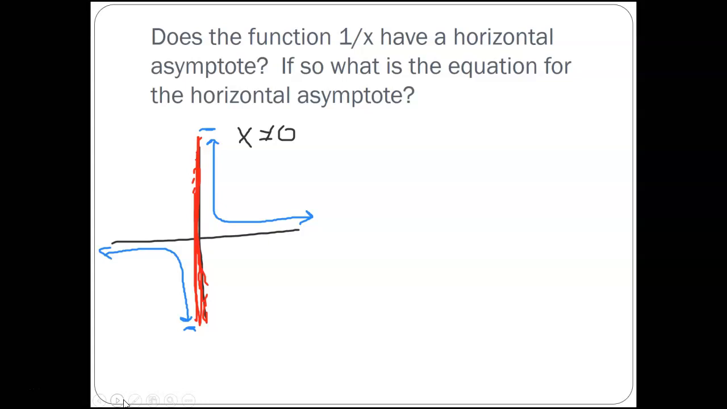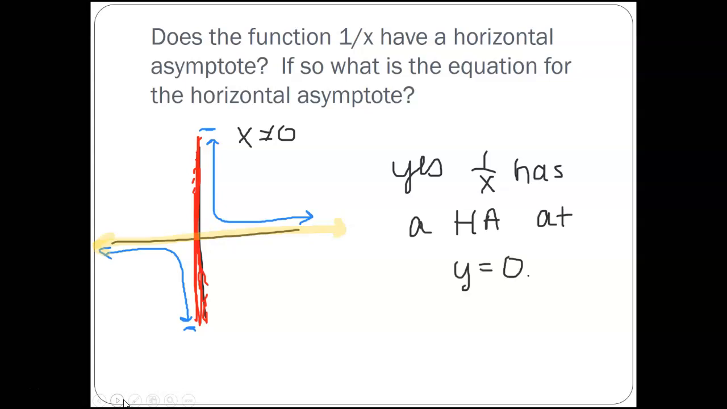Back to asymptotes. Does this have a horizontal asymptote? Is my graph not approaching 0 on y on both ends, but never getting there? So the answer is yes. 1 over x has a horizontal asymptote at y equals 0.